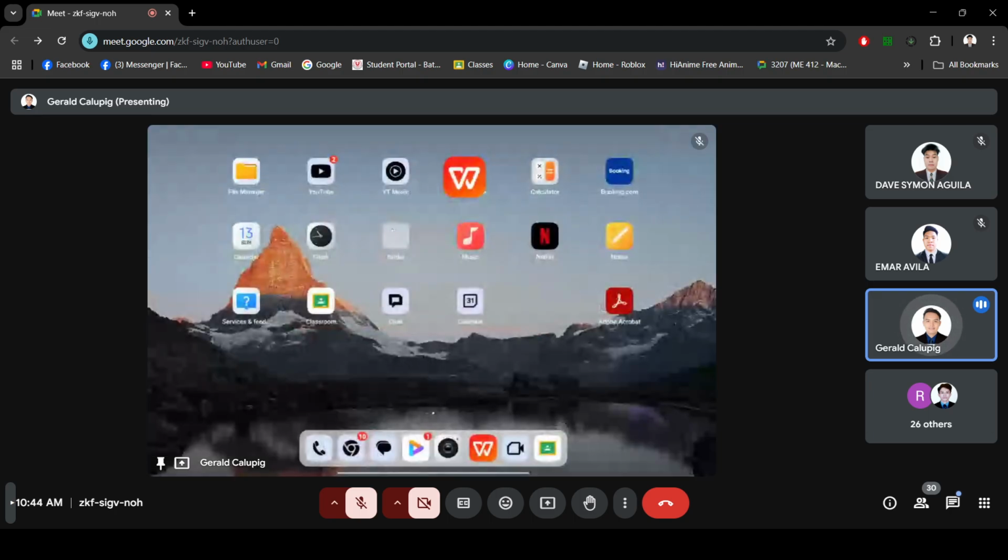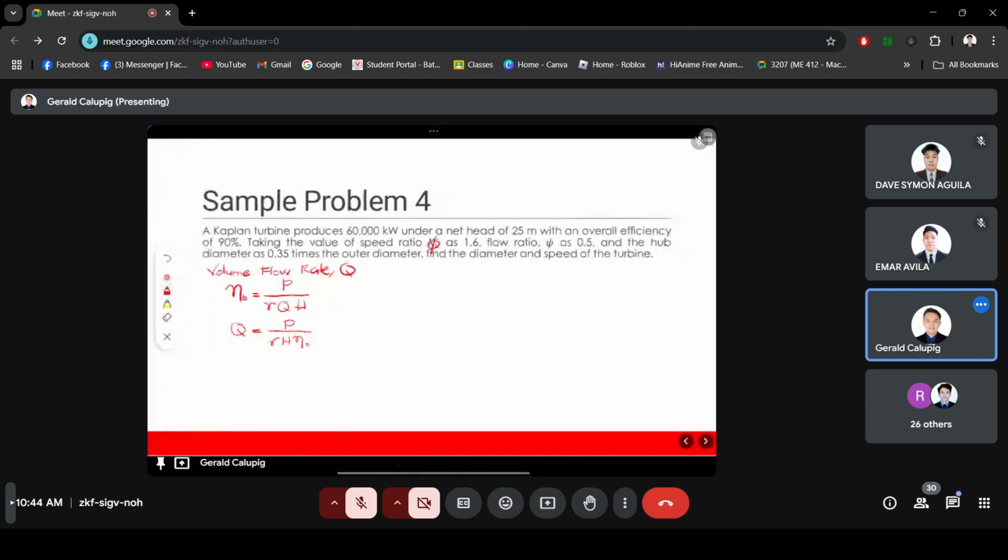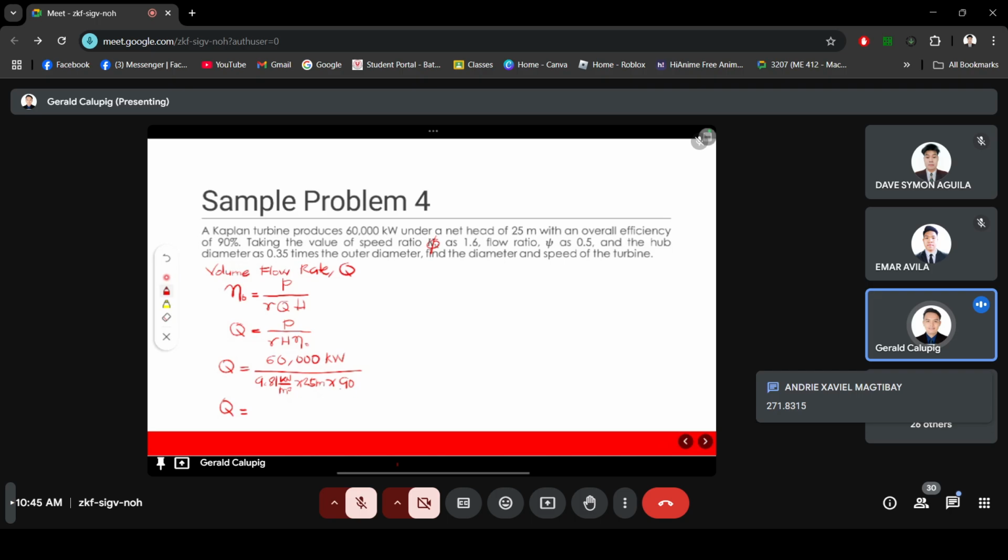So we can have the value of Q by substituting the values for P, H, and the overall efficiency. We have here 60,000 kilowatts over 9.81 kilonewtons per cubic meter times our head, which is 25 meters, and our overall efficiency, which is 90% or 0.9. So our value of Q is equal to what?